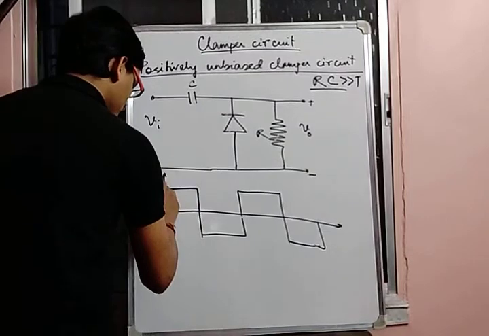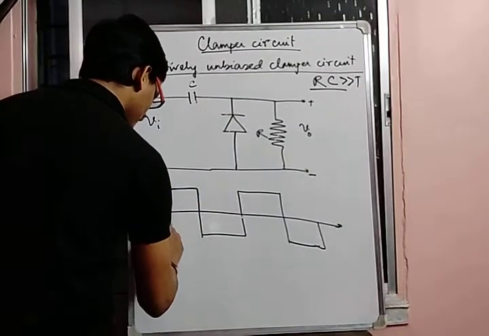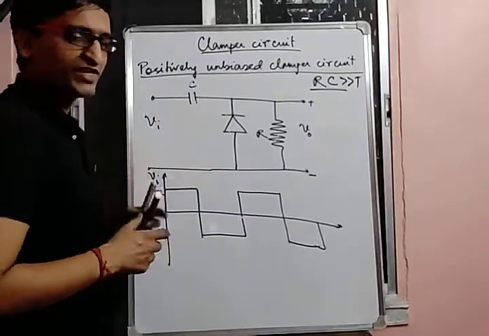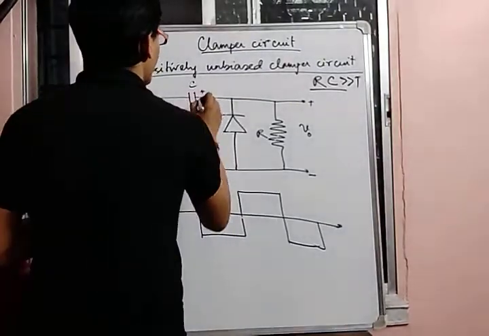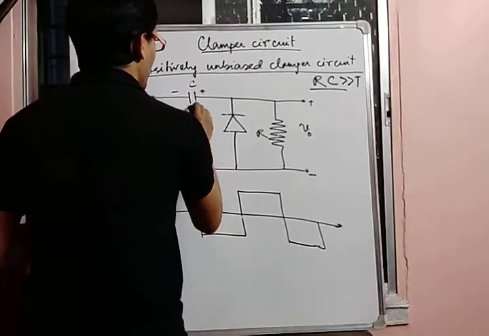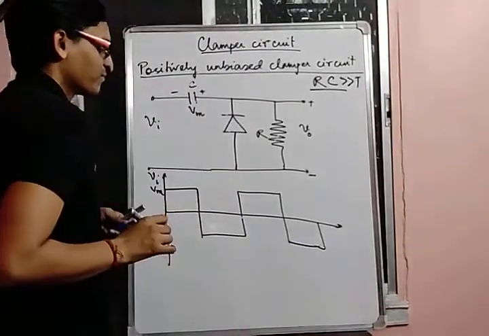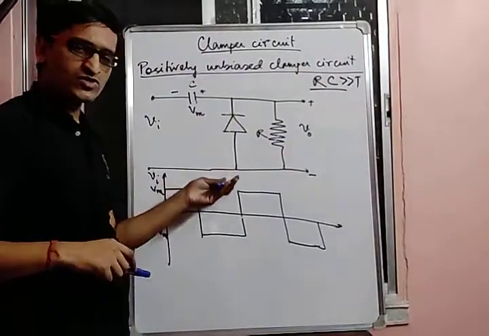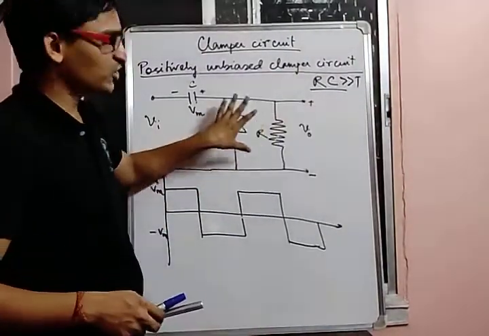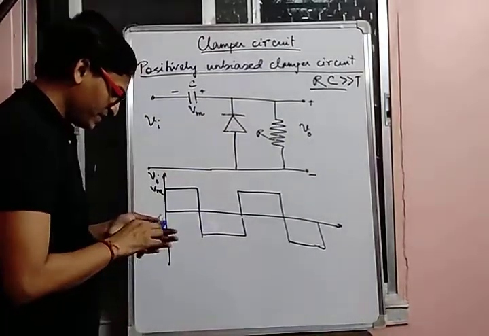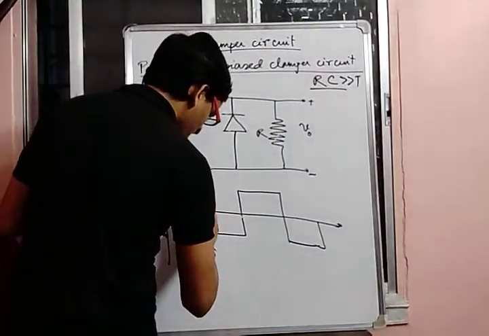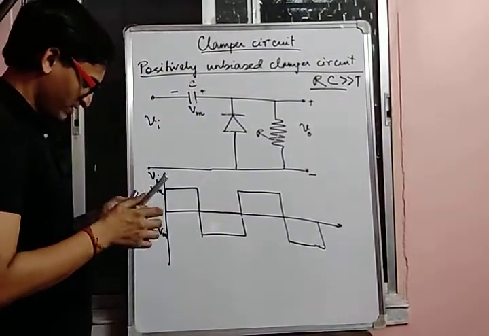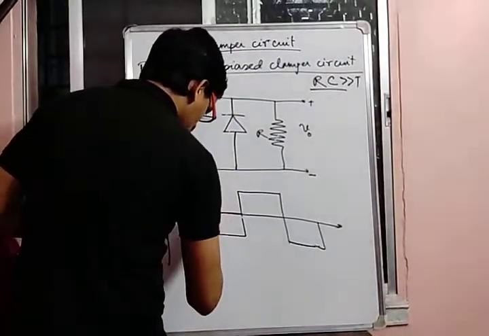So suppose this voltage is Vm and this voltage is minus Vm. It will get charged up to Vm and the polarity will be somewhat like this. This is plus, this is minus. Since it has got charged up and this diode was short circuited, the output voltage will also be equal to 0. So during this period, the output voltage is 0.